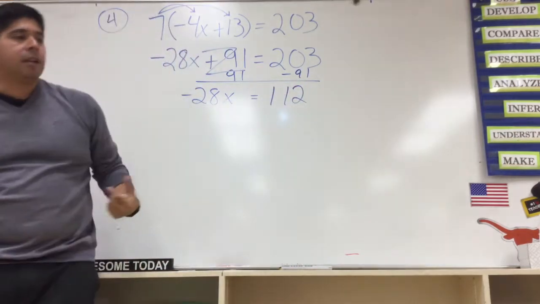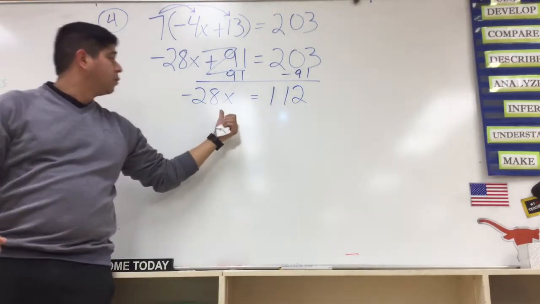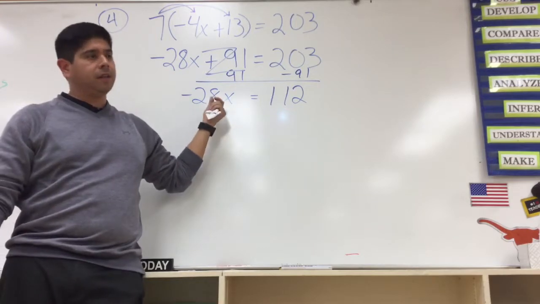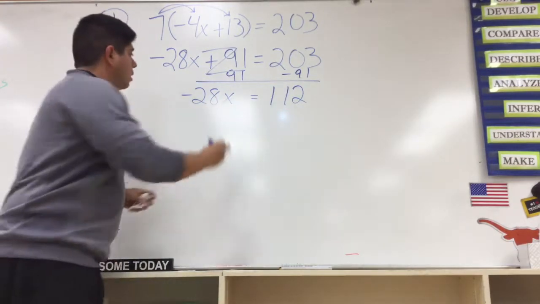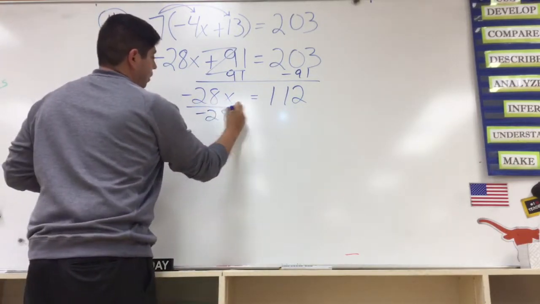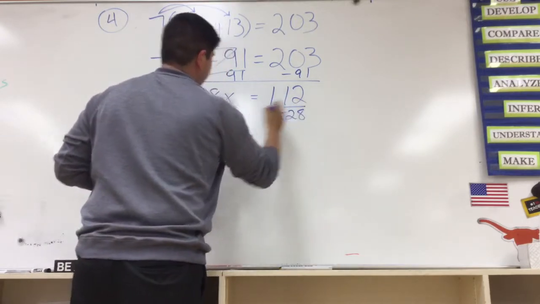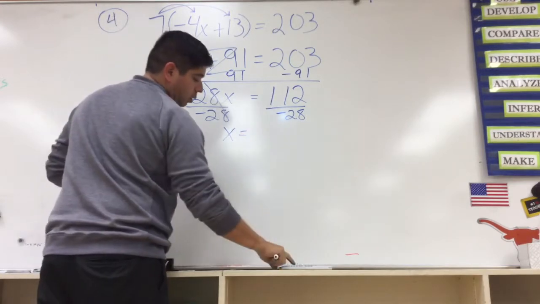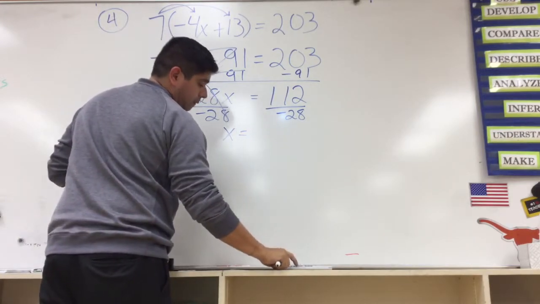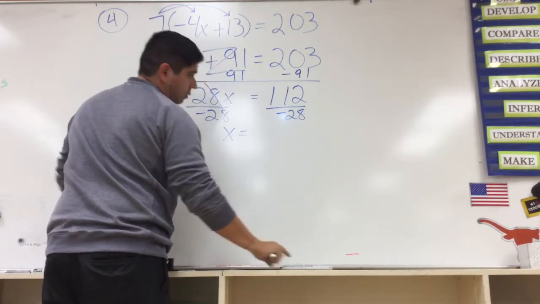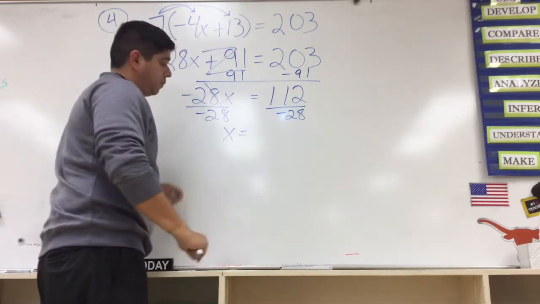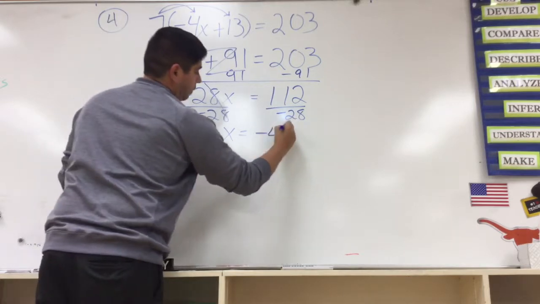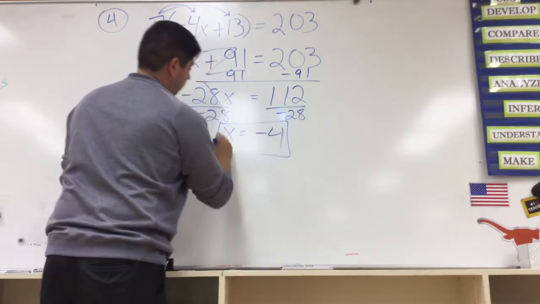Okay, when I'm down to this step, it's very simple. I just have to divide by the number that is the coefficient in front of the variable. So divide by negative 28, divide by negative 28. This makes 1, okay? So x equals 112 divided by negative 28. Do not forget this negative sign, okay? X equals negative 4. That's what we got.